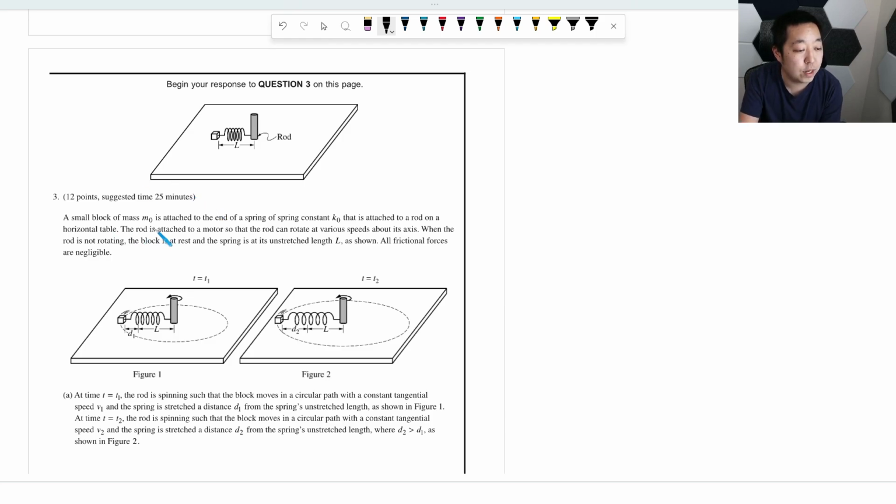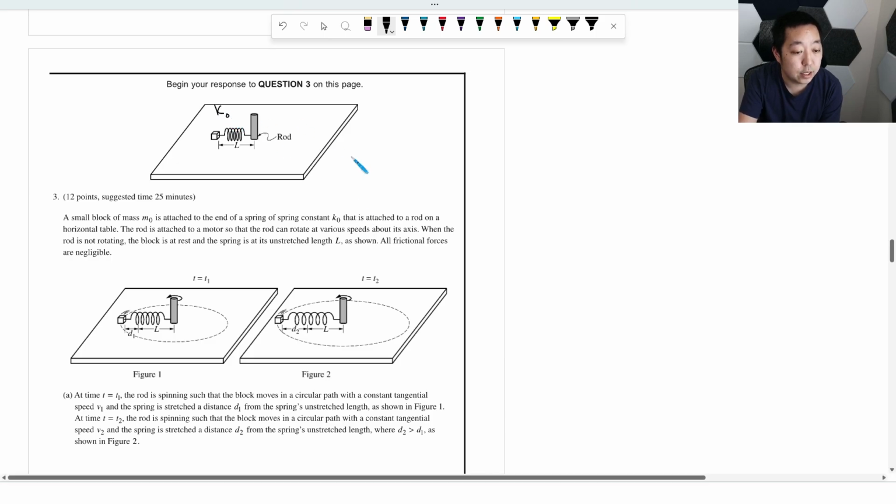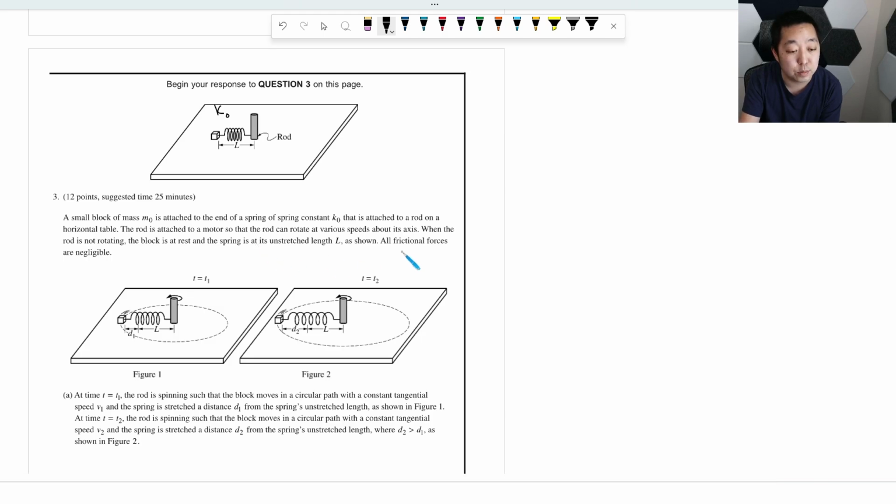So a small block of mass M0 is attached to the end of a spring of spring constant K0. I'm going to put that on there. Attached to a rod on the horizontal table, the rod is attached to a motor so the rod can rotate at various speeds about its axis. When the rod is not rotating, the block is at rest, and the spring is at its unstretched length L, okay? All frictional forces are negligible.